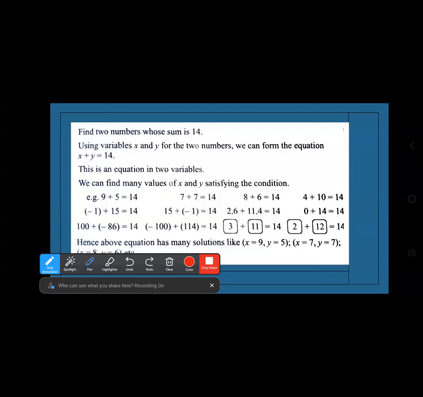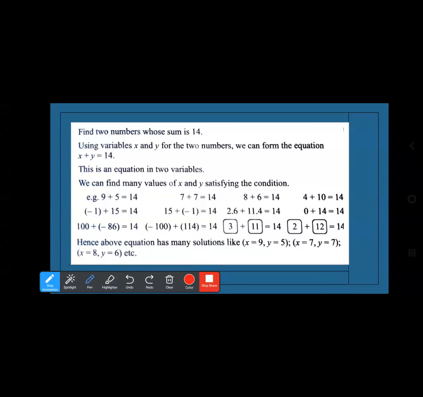In this expression you can get many solutions or infinite solutions. But whatever solutions you get, they should satisfy that equation. Only then will that particular value for that variable be correct. So here the example is x plus y equals 14.